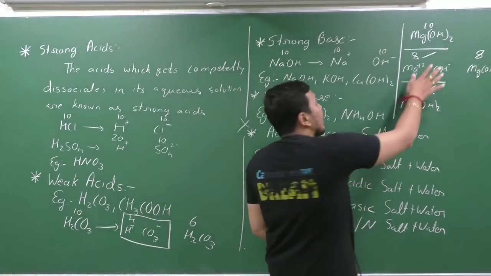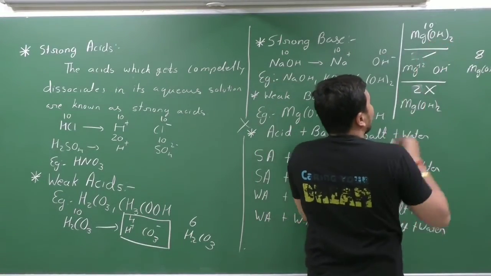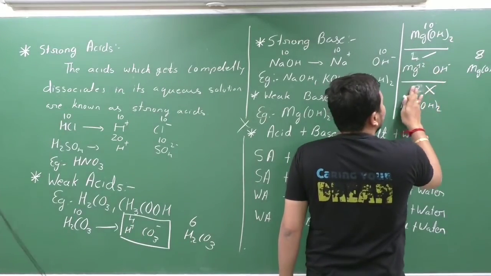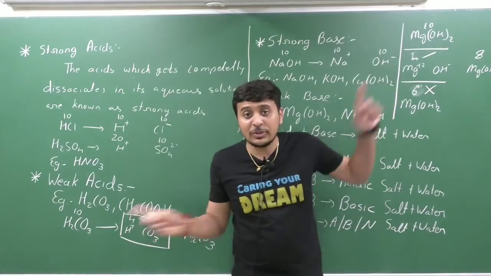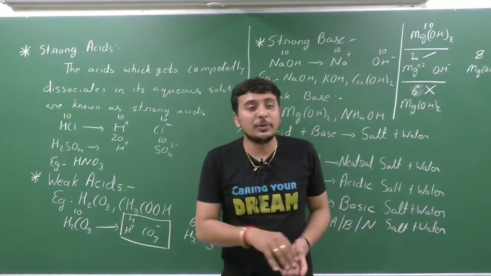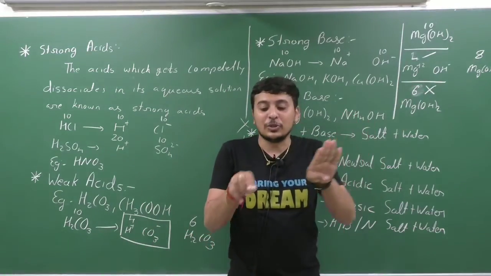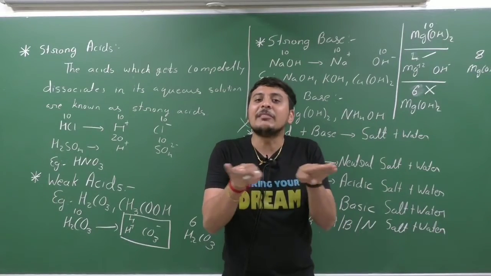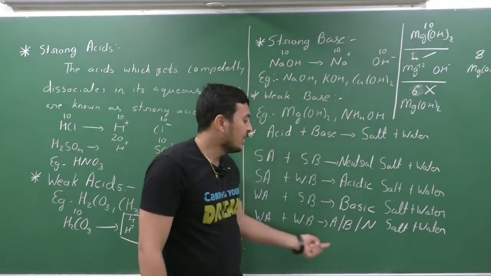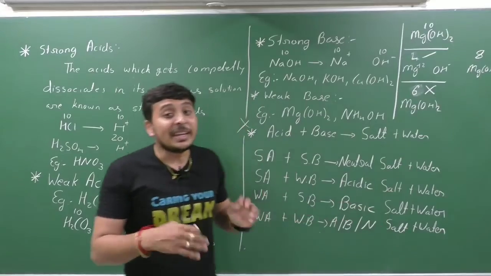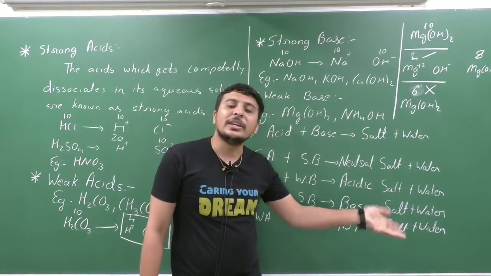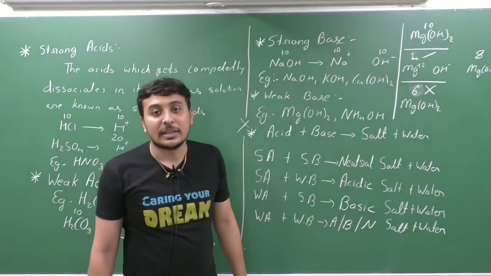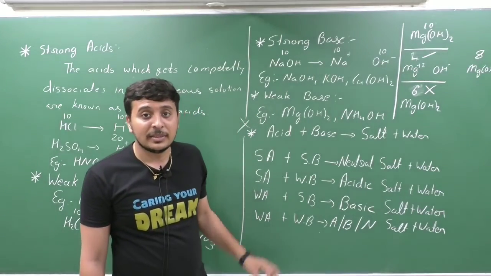Or one and the same thing. If only 4 of the Mg(OH)2 dissociate and 6 do not dissociate, and the same is true for the other, so now they are even. Here also 4 out of 10, here also 4 out of 10. So they are equally weak. So there can be neutral salts. When a weak acid and a weak base react, the salt can be acidic, basic, or neutral. Clear? Getting it? Yes or no?